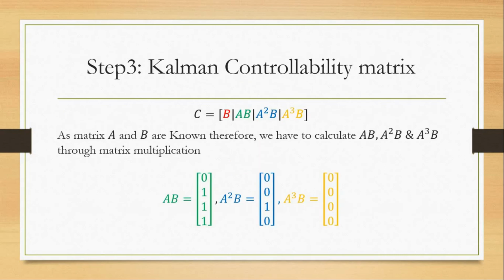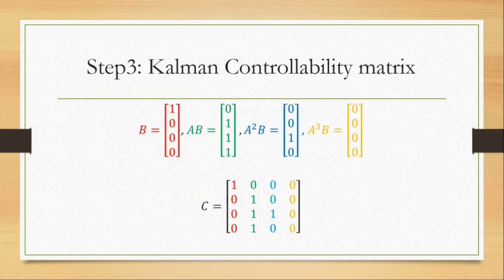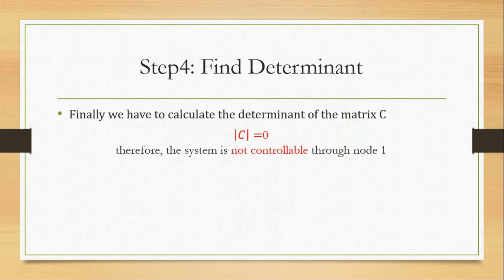We can generate the Kalman controllability matrix C by augmenting B, AB, A square B, and A cube B. We have calculated them by multiplying matrix A with B, A with A itself and then multiplying it with B, and A with A, and with B at the end, so to generate A cube B. We can generate the Kalman controllability matrix by augmenting these vectors, and when we calculate the determinant of this matrix, it is equal to 0. Therefore, this system is not controllable through node 1.